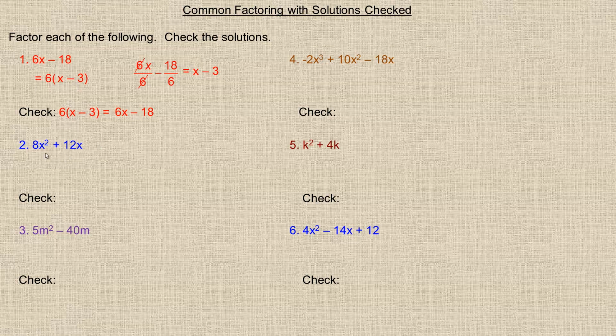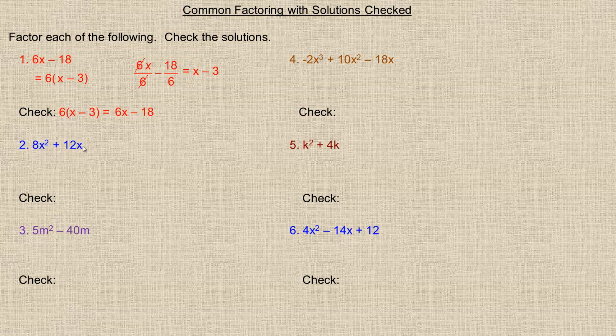For number 2 here, 8x squared plus 12x. So again, you want the largest number that's going to divide into all these terms. So 2 goes into 8 and 12, but it's not the biggest number that does. 4 goes into both these numbers.